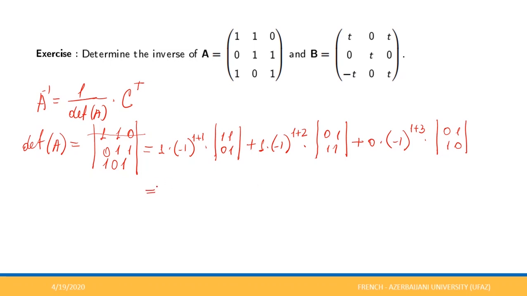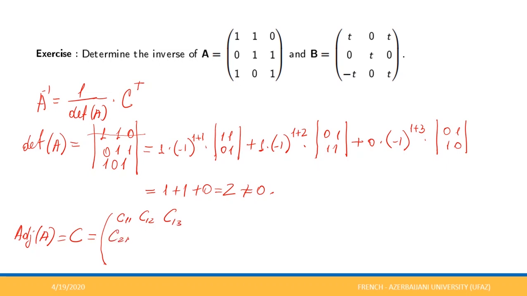From here, this part will be 1. This is also 1. And this one is 0. The determinant is 2, which is different from 0. Because of this, this matrix is invertible. Then we calculate the adjoint matrix of A, which is equal to C11, C12, C13, C21, C22, C23, C31, C32, and C33.